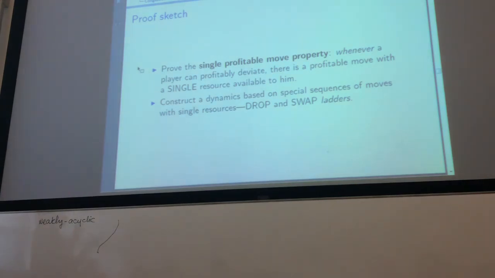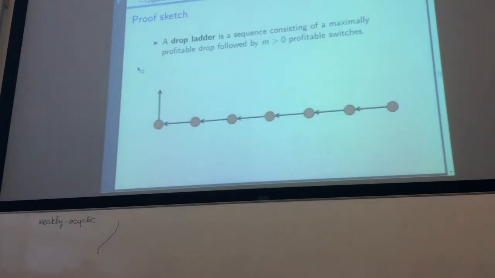There are polynomial time to check those, because there are just changes of a single resource. And we can construct a dynamics that uses just two types of sequences of moves. We call them a drop ladder and a swap ladder. And they will be the following way.